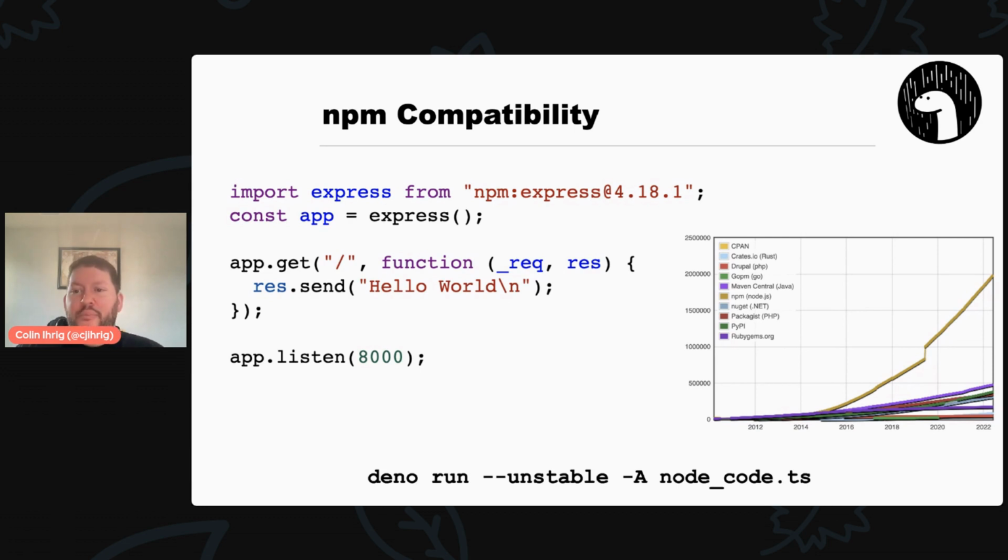The reason for implementing this was, if you look at the graph on the right, NPM dwarfs every other package ecosystem in the world by quite a lot. Giving Node.js developers a bridge to come over to Deno and continue to use the applications they were already familiar with seemed like an obvious win. I have deno run --unstable at the bottom here. We no longer need the unstable flag, I should have changed that. But you can run your Node code just like that.